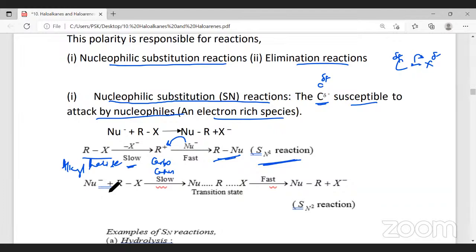Now, similarly, if you see RX, it's an alkyl halide. If the nucleophile is attacking the alkyl group from the opposite side, from the rear side, it's a slow process and it undergoes a transition state. Once the nucleophile is completely attacking the R group, then the R and X bond will break. This reaction is called the SN2 mechanism.